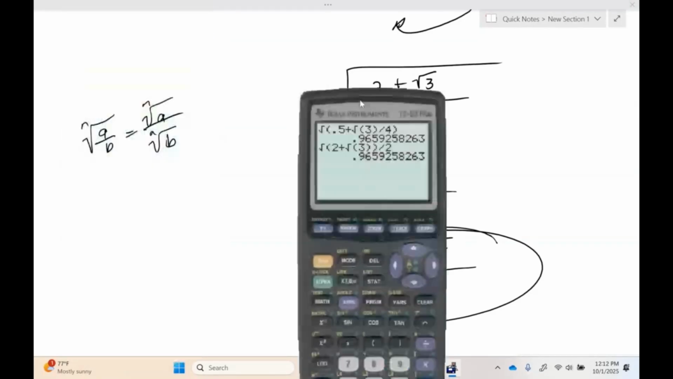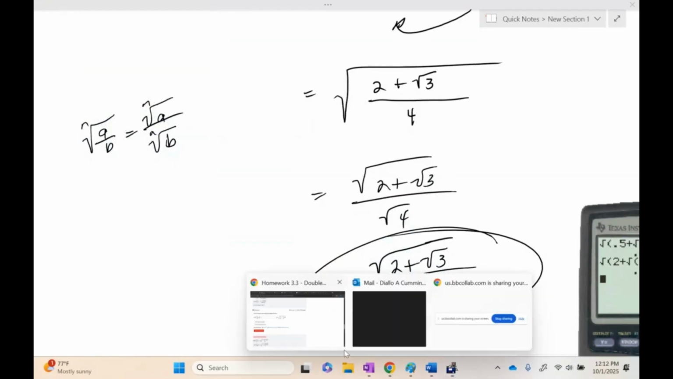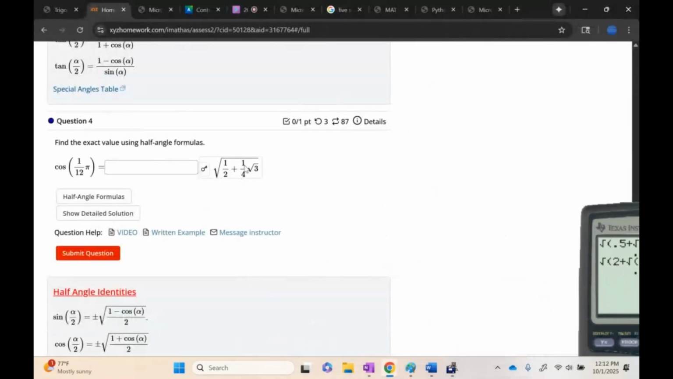I show you that because let's just say you're working a problem out and you don't get the problem right, and then you hit view an example, you say, hey, where did they get this answer from? You can get the same answer, just simplified down a little bit further. But I just want to let you know that there is more than one way to write out the answer.